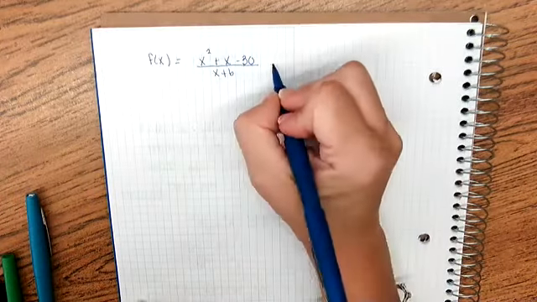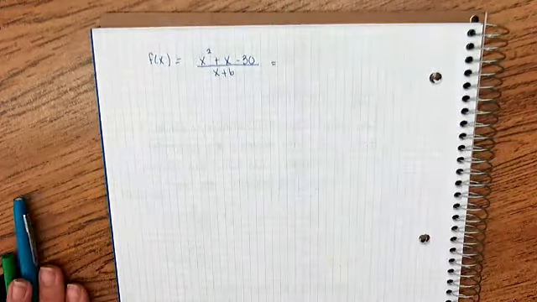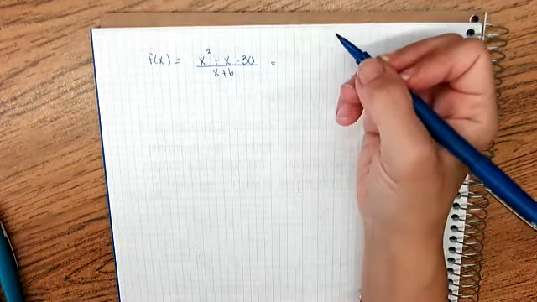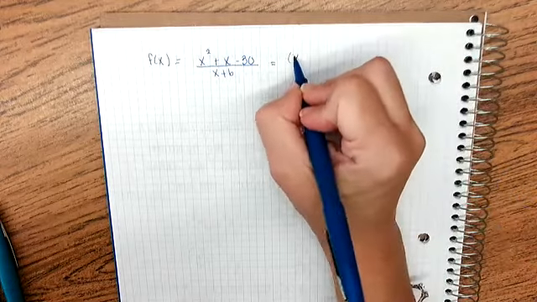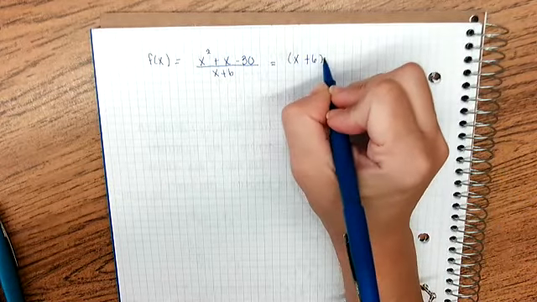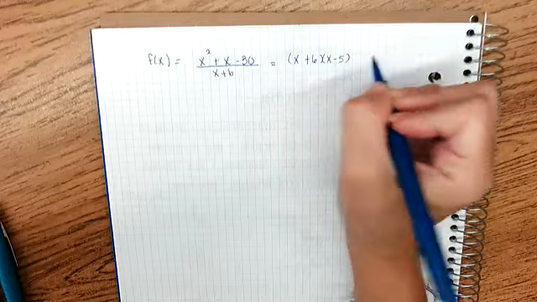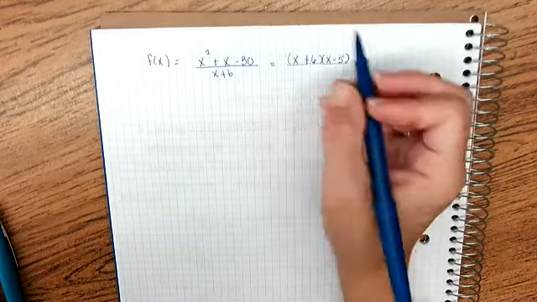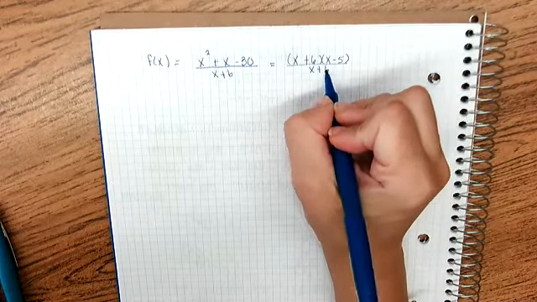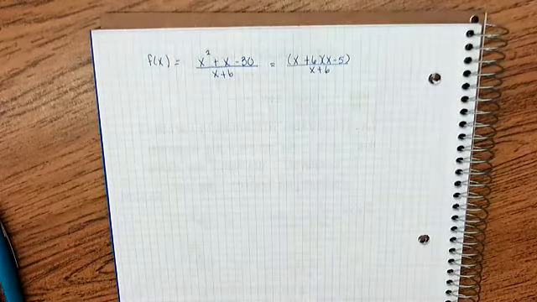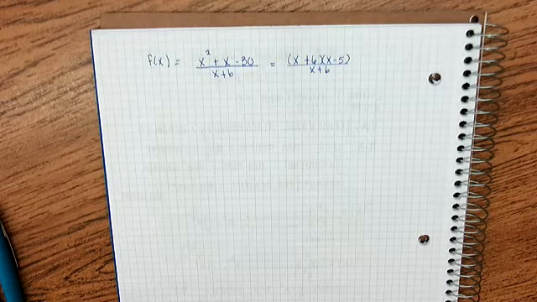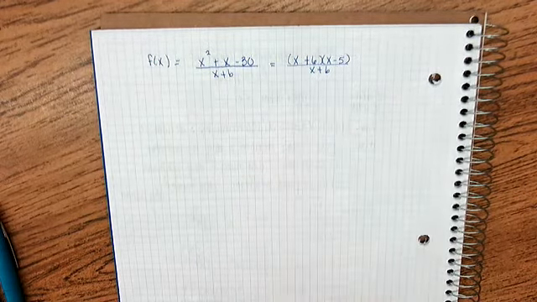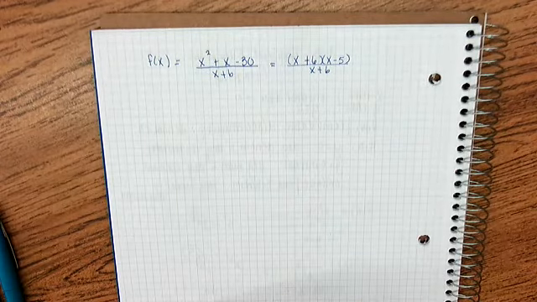All right, I'm going to factor first. So the numerator factors, I believe, as x plus 6 times x minus 5 all over x plus 6. And this brings us to removable discontinuities. X plus 6 over x plus 6 is removed.